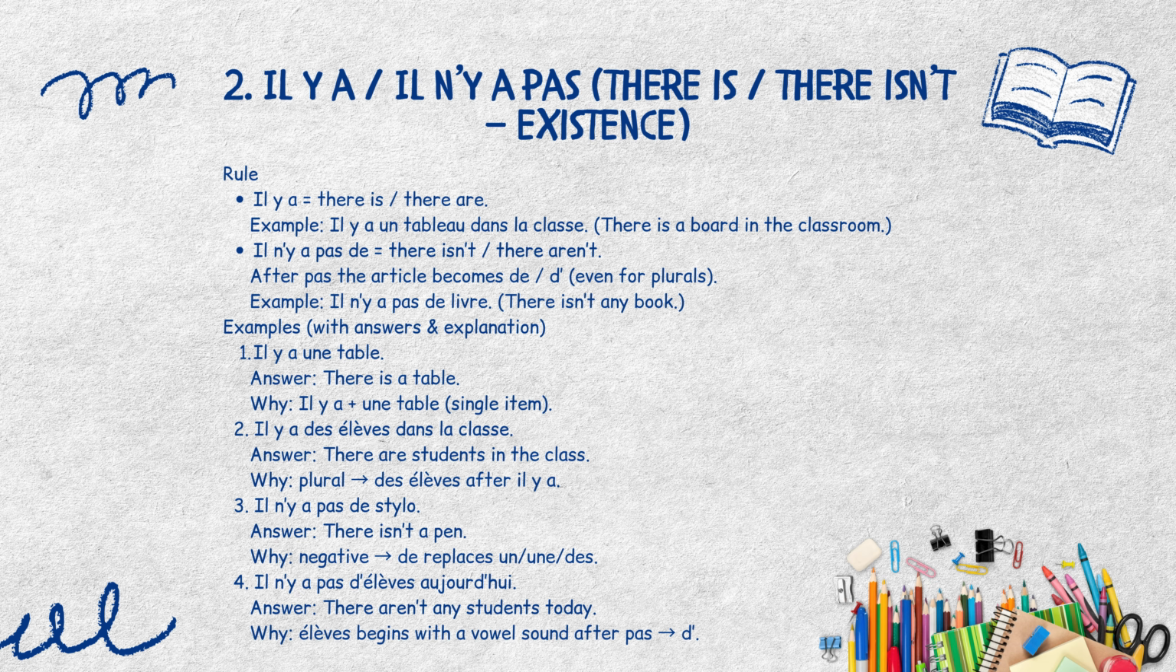Example 2. Il y a des students in the class. The meaning is there are students in the class. Why? Because il y a stays the same, but we use the plural form students after it. So il y a can mean there are when the noun is plural. Example 3. Il n'y a pas de pen. The meaning is there isn't a pen. Why? Because the sentence is negative. In French, after pas, we must use de instead of un or des.